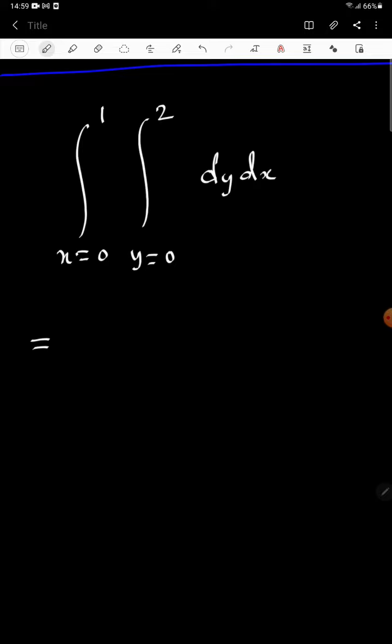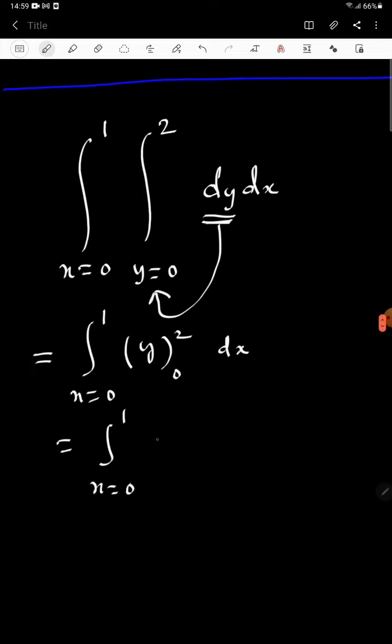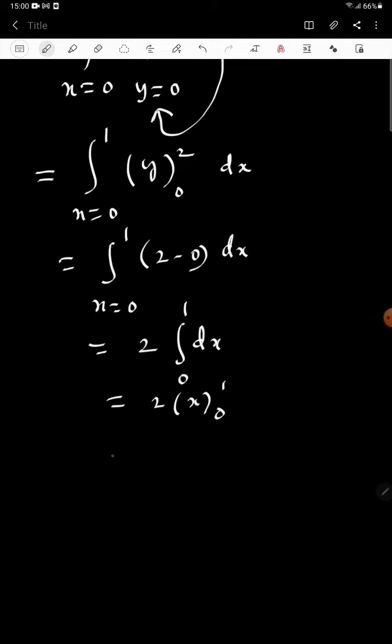Now this is nothing but equal to integral x equal to 0 to 1. First you are integrating with respect to y because the inner integral is with y, so integral dy is y, limits are from 0 to 2, and then you keep dx as it is. So integral x equal to 0 to 1 of 2 minus 0 into dx, that's nothing but 2, that 2 coming out, integral dx from 0 to 1 is equal to 2 into x from 0 to 1, that's 2 into 1, that's finally 2.